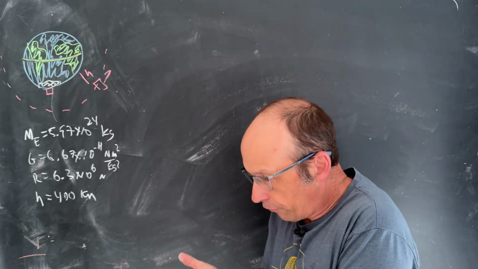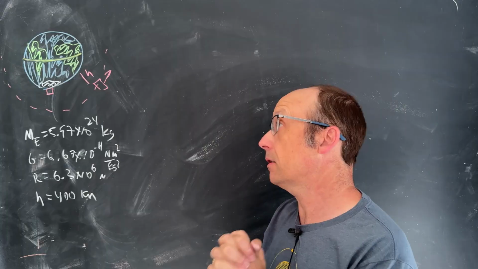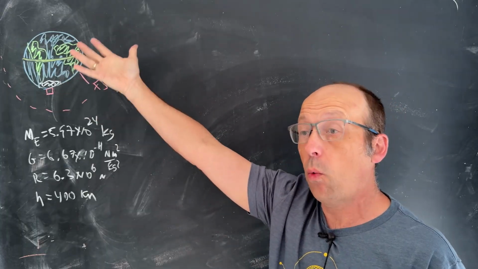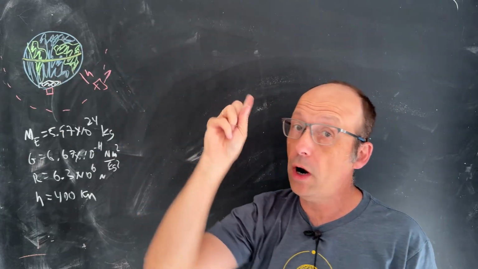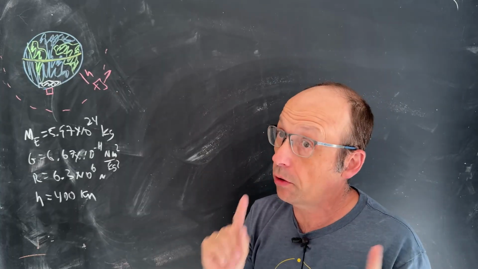It's time for a physics problem, and this one's about space. Everybody likes space. So the question is, suppose you want to launch a 1 kilogram mass into space, into low Earth orbit, not just to space, low Earth orbit.